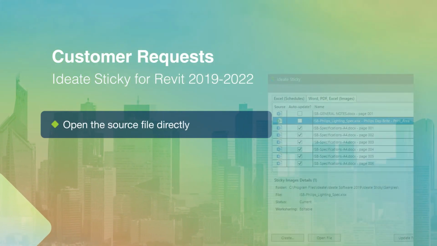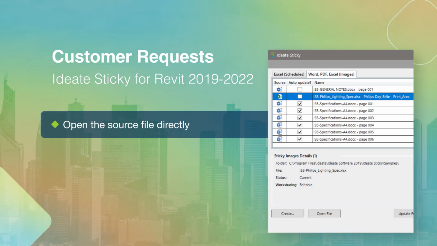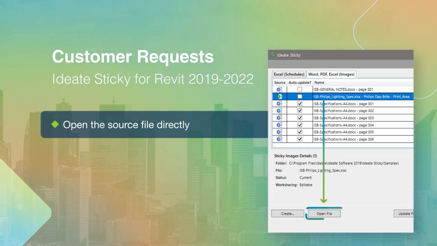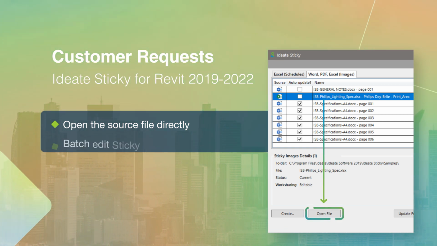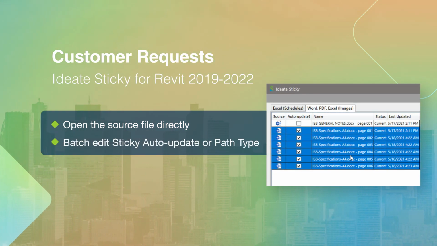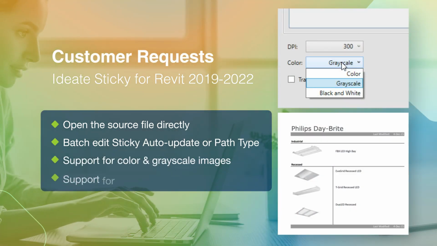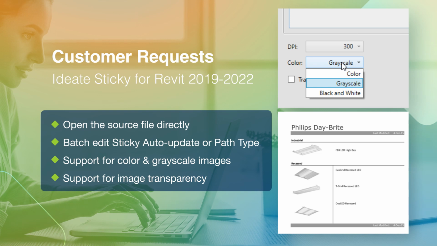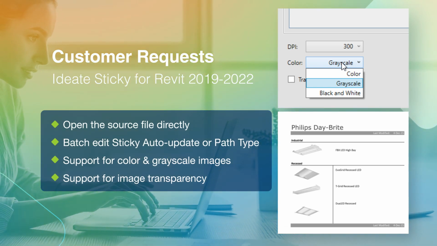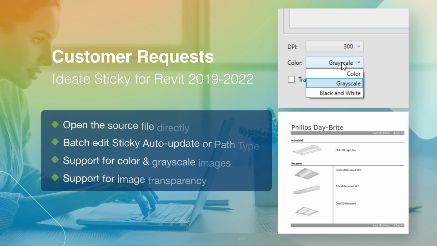Ideate Sticky. This release of Ideate Sticky includes several customer-requested improvements, such as the ability to open the source document directly from Sticky, and the ability to multi-select all stickies and set the auto-update option or change the path type. Having more choices for images, including color and transparency, are also popular customer requests that we're delighted to deliver on.